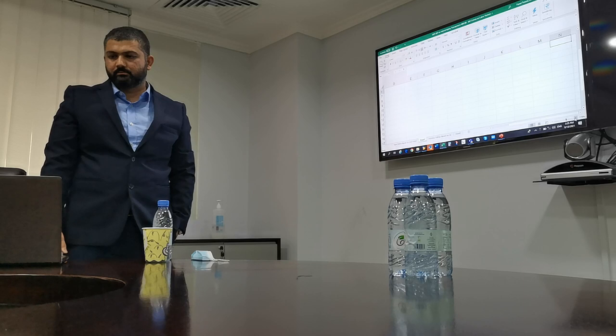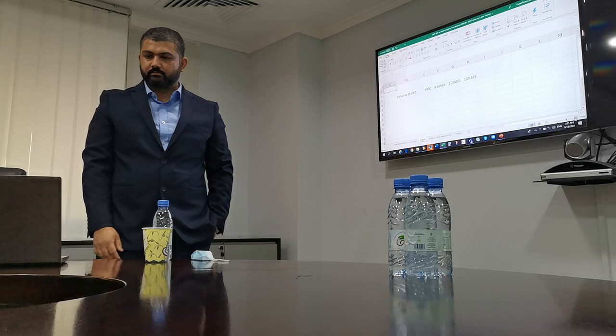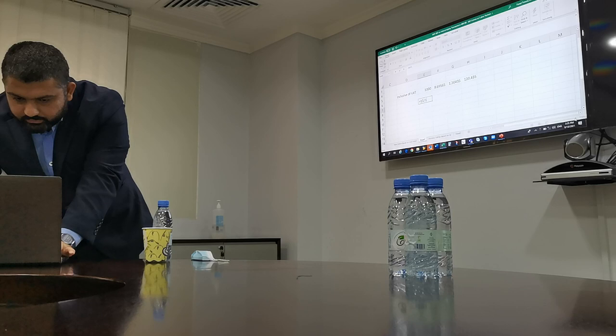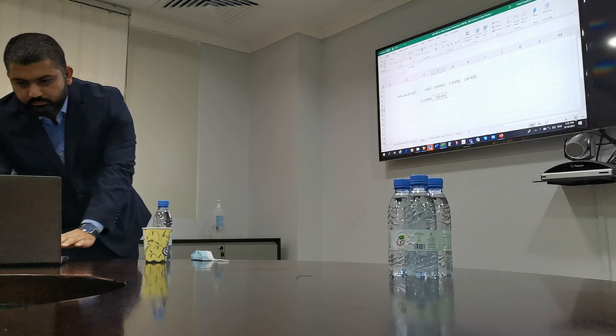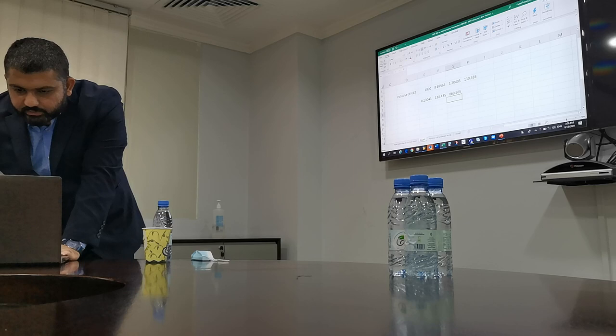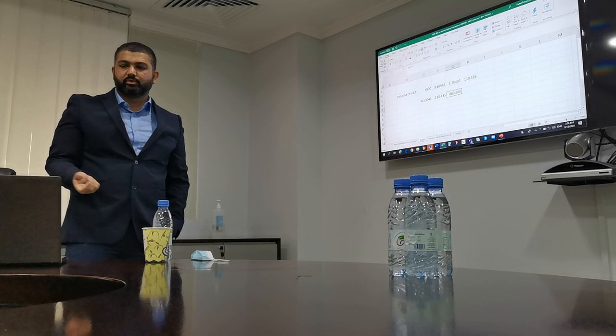Directly, if you multiply the VAT inclusive value by 15 over 115, you get the value. See, 15 divided by 115 is about 13%, multiplied by 1000. So 130 is the VAT amount. So if you subtract this from 1000, you get the VAT exclusive amount. Exactly. This 870 is without VAT, the value of your supply, the good or service, and then 130 is VAT.